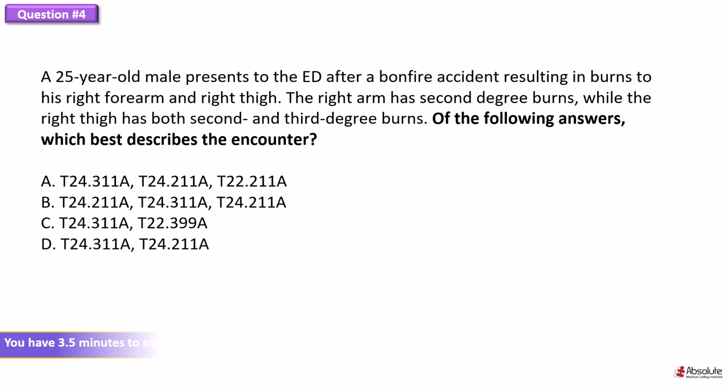T24.211A. A 25-year-old male presents to the ED after a bonfire accident, resulting in burns to his right forearm and right thigh. The right arm has second-degree burns, while the right thigh has both second and third-degree burns. Okay, coders, your time begins now.